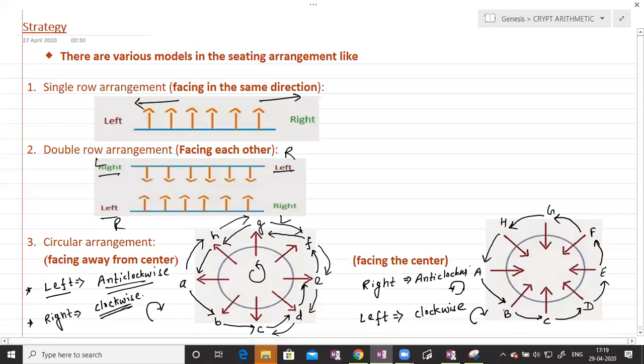A is left of B, right? And H is left of, sorry, left of course, H. And also G is left of H. F is left of G, right?